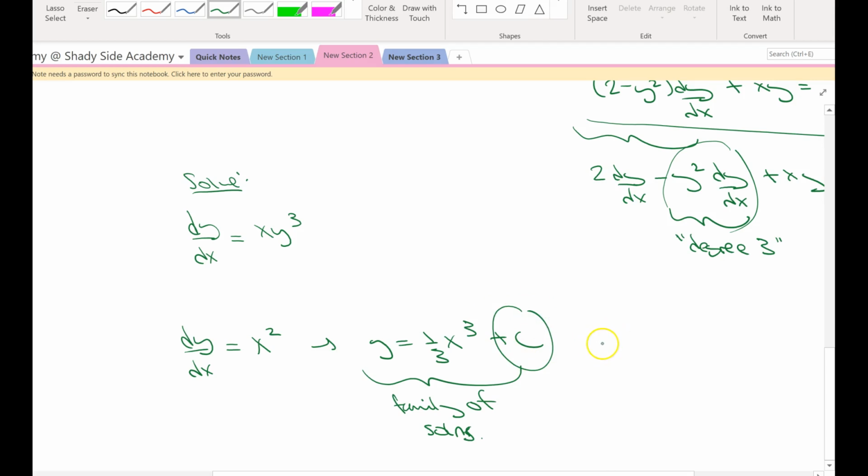If you were then told, for example, that dy dx equals x squared, and maybe you're told that y of 0 equals 6, right? What this point then allows you to do when you find the family of solutions is solve for the particular constant C, in which case you can then slim down the family of solutions to a unique or specific solution.